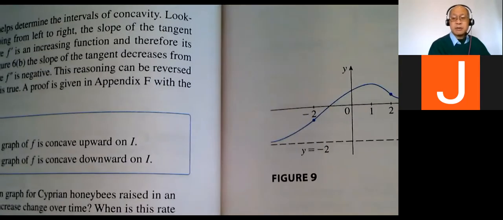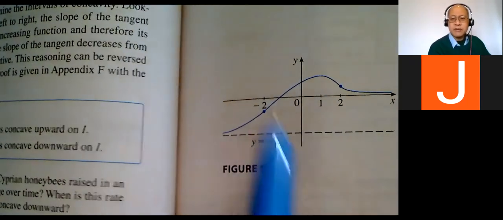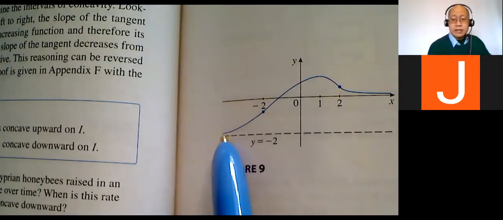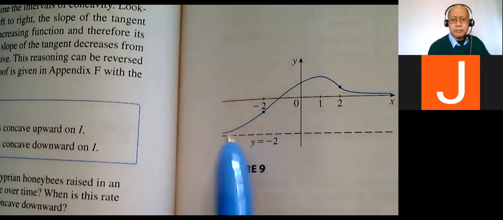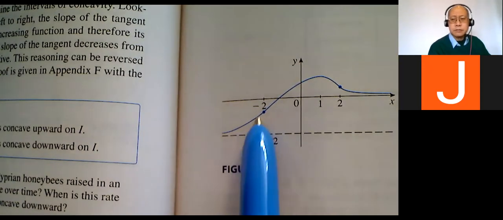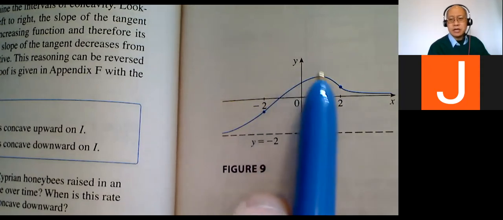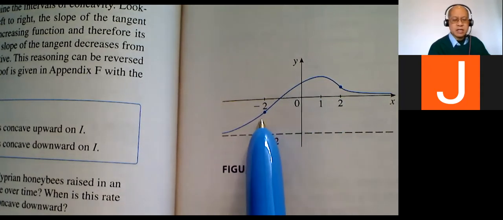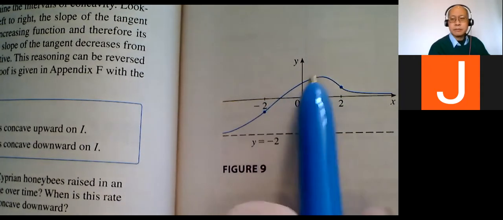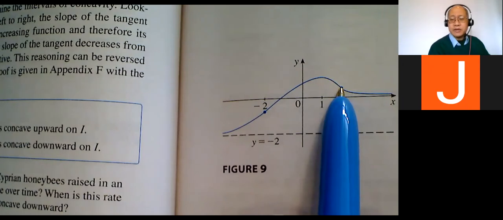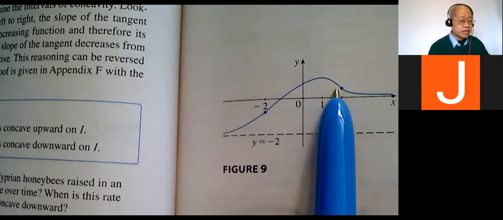Here's a couple of examples of inflection points on a real graph. Okay, this looks like concave up or down. Can you tell? Looks like concave up. Then switch to concave down. That means this is an inflection point. And then after that, it looks like concave up. So another inflection point.